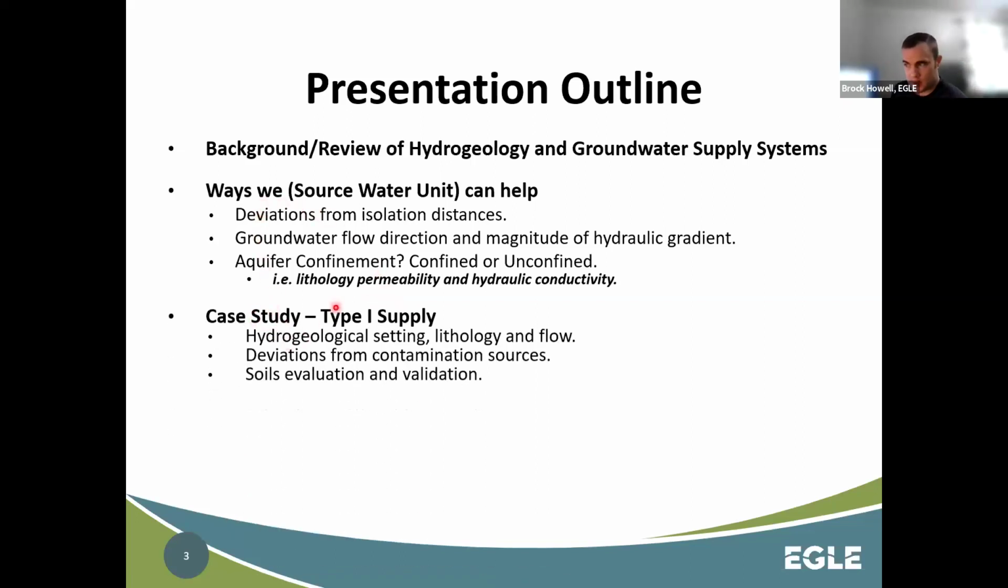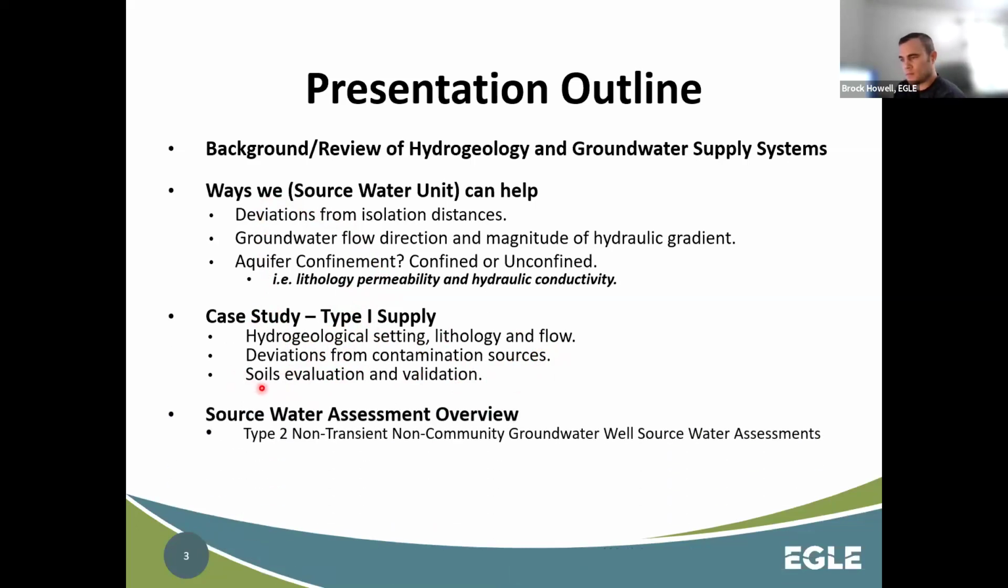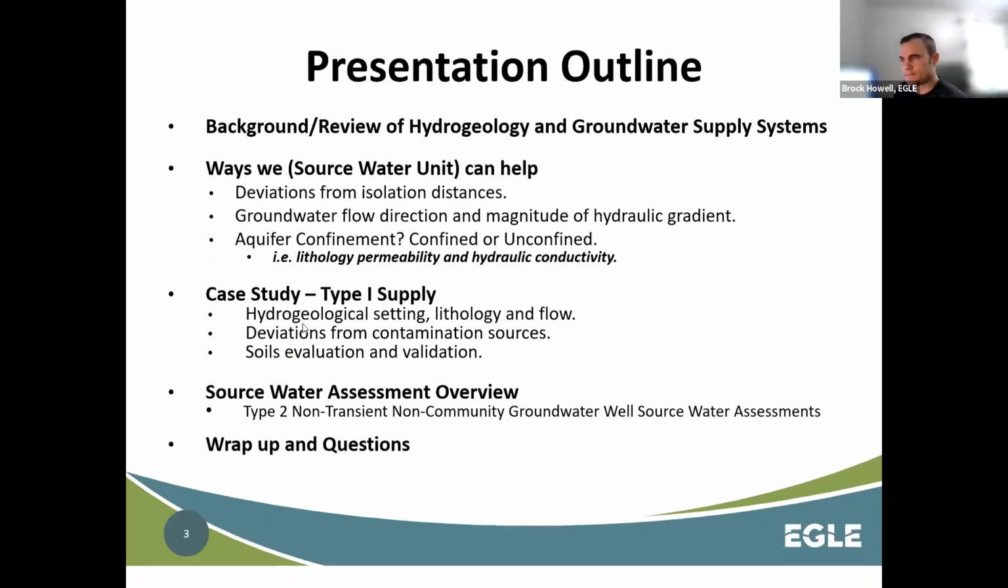We'll go over a quick case study of a type 1 supply that addresses the hydrogeological setting, lithology, and flow, deviations from contamination sources generally, and then soils evaluation and validation. After the case study, we'll jump to the last piece, which is the source water assessment overview, and then give you a snapshot of what the online assessment looks like, and a QR code to capture if you wanted to actually open that. And then lastly, wrap up and questions.